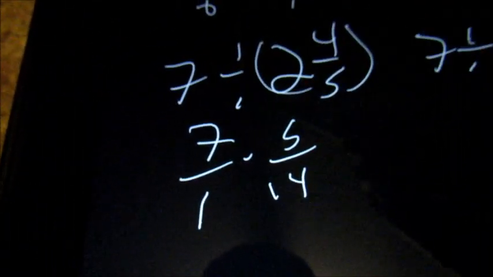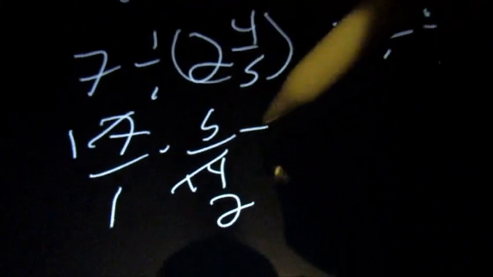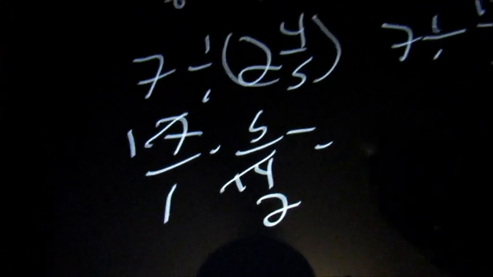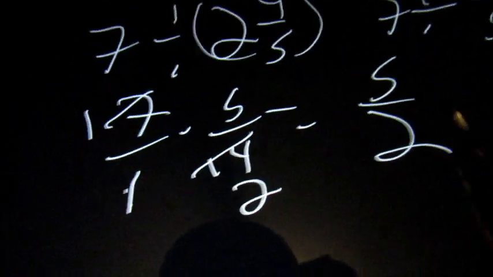Now the 7 and the 14 are both divisible by 7. This will become a 1. This will become a 2. So we have 1 times 5 is 5 over 1 times 2, which is 2.